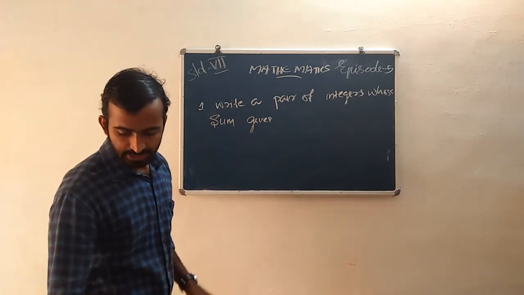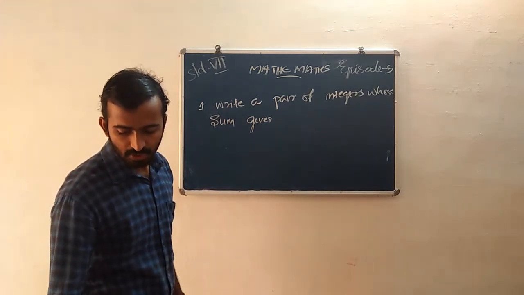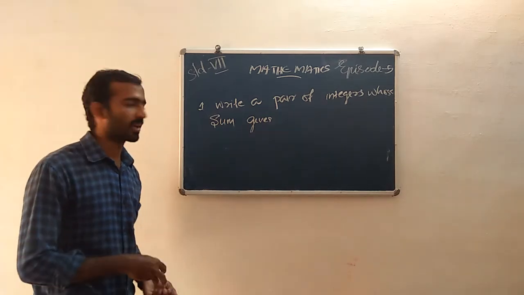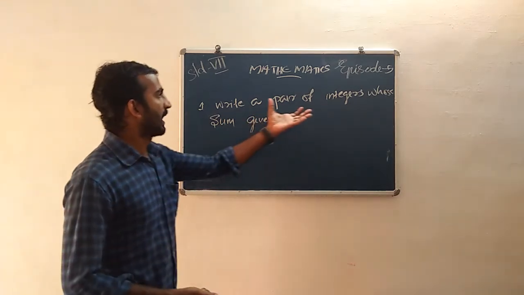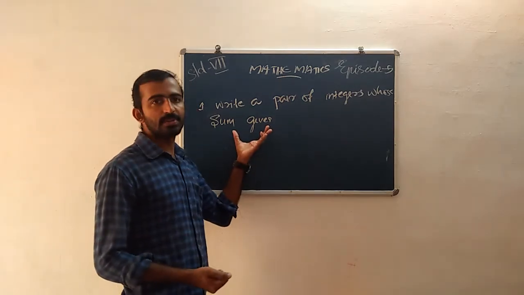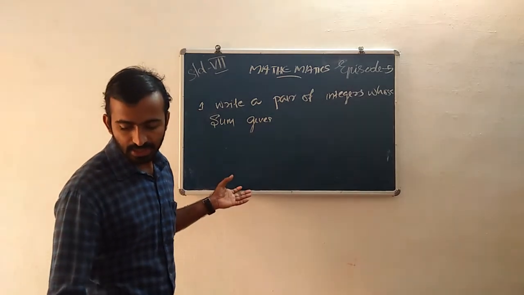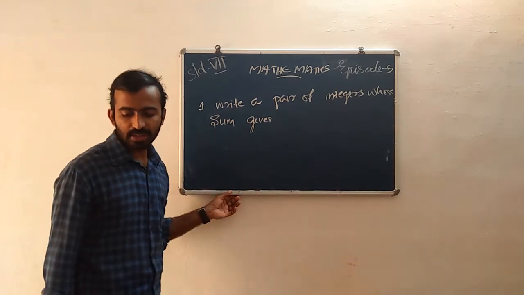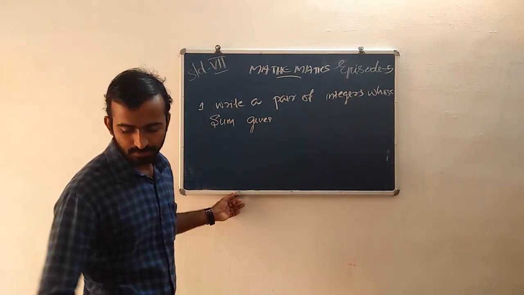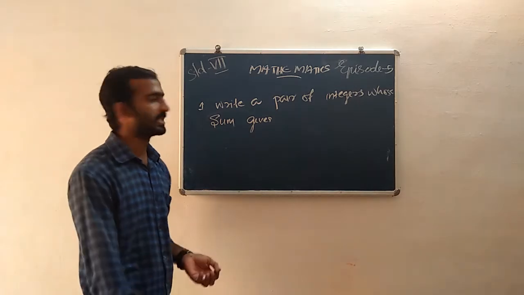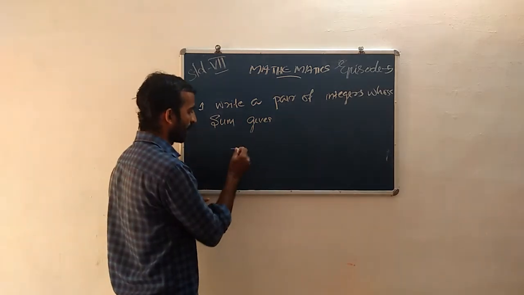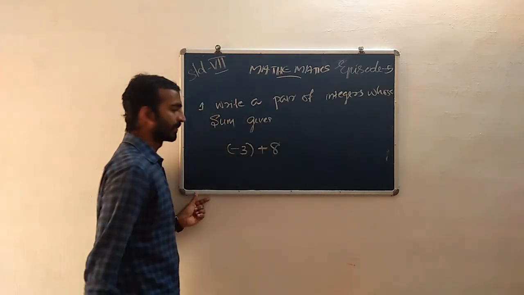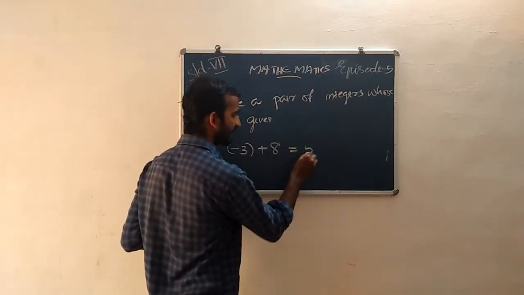An integer smaller than only one of the integers. When we take a pair of integers, and the sum gives an integer, then the condition is an integer smaller than only one of the integers. We can take -3 plus 8. We get the answer 5.